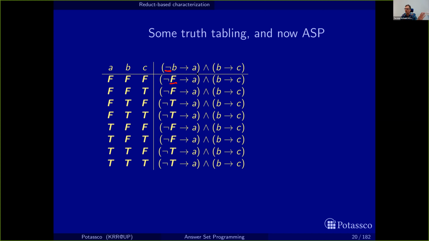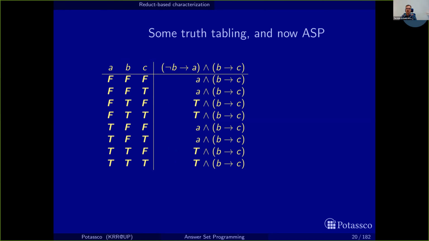And again, this only works now for normal logic programs. So you need another definition for general formulas. And this guy you leave untouched, this guy and this guy, because it's not preceded by a negation. Okay, so let's just do that, right? We do that, we evaluate, and we get something that is then called a reduct.